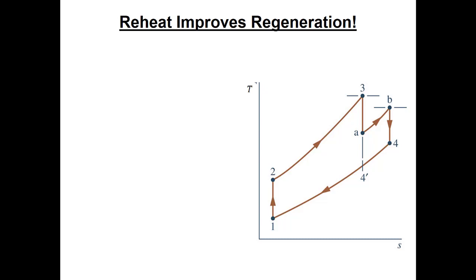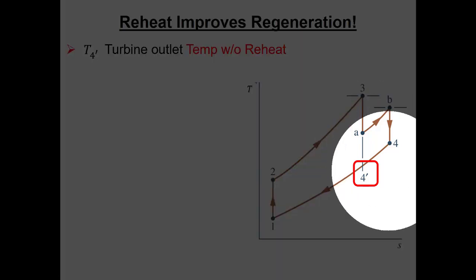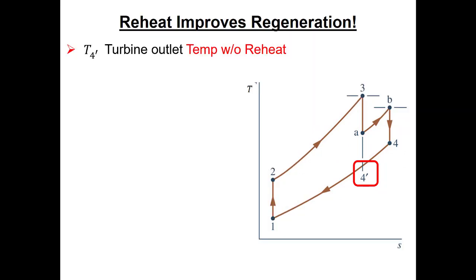So what's cool here is that if you're using reheat and regeneration together, you get some added benefits, right? Because here, if we're not using reheat, then our exhaust temperature is down here at 4 prime. But if we're using reheat, we have this higher exhaust temperature here at state 4. Now, normally you might think, well, a higher exhaust temperature, that sounds bad, right? Because we're going to be dumping more heat out into the environment. But in this case, we're using that higher exhaust temperature to feed into our regenerator and preheat the fluid before it gets into the combustor.